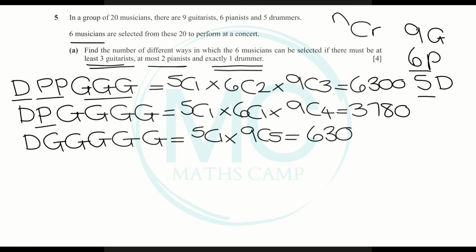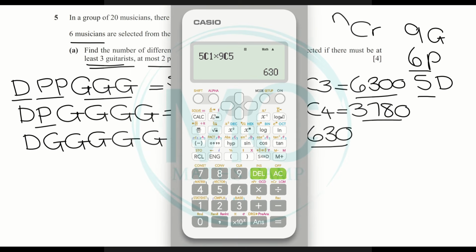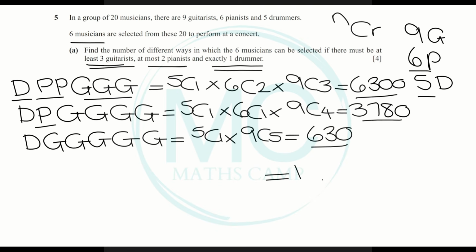Now we have three different groups. We could have group 1 or group 2 or group 3, which means to find our answer, we need to add these three values together. I already have 630. Let's add 6,300 and 3,780. Gives me a total of 10,710.